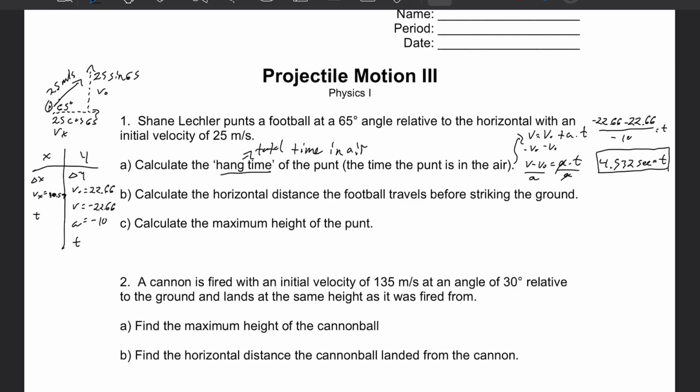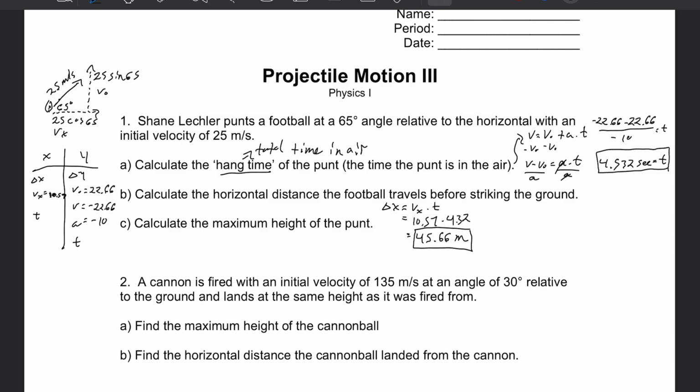Calculate the horizontal distance the ball travels before striking the ground. Here it's asking us for delta x. Delta x is calculated as velocity in the x direction times time. Well, we just got the time that it's going to be in the air, 4.532, and the velocity in the x we said was 10.57. So we take our 10.57 from our table and multiply by the total time in the air. .66 meters would be our horizontal displacement.